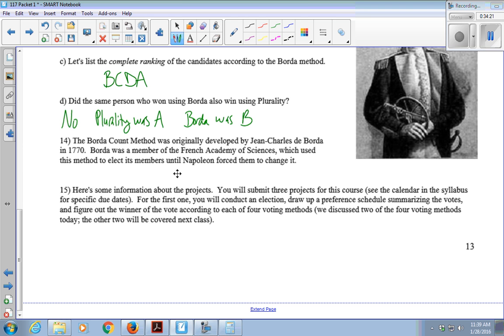Okay, so I'm going to talk a little bit about the projects. You're going to submit 3 projects for this class. The due dates are in the calendar from the syllabus. For the first one, you're going to conduct your own election. You're going to draw up a preference schedule, summarize the votes, and figure out the winner of the vote according to each of 4 methods that we're going to learn. We learned 2 of them today. Okay. The other 2 will be covered next class. So I'm going to hand out project 1 now, just in case anybody wants to get started early.